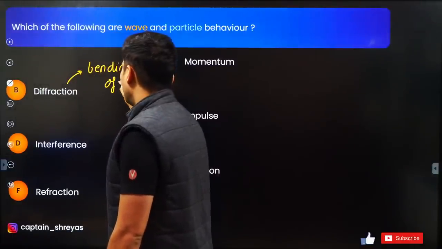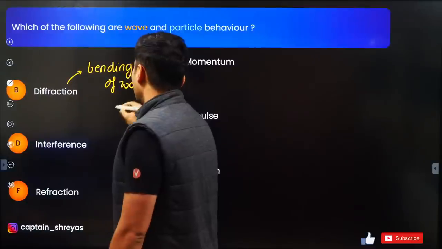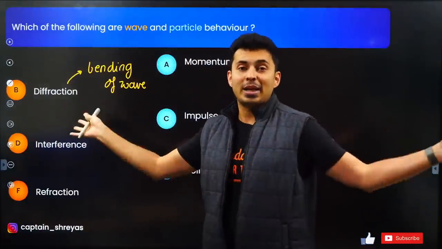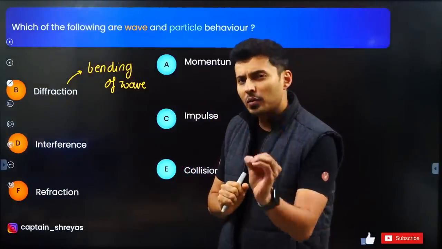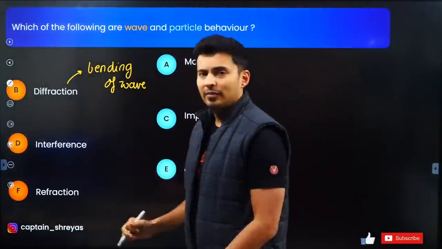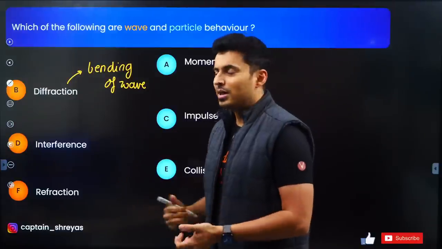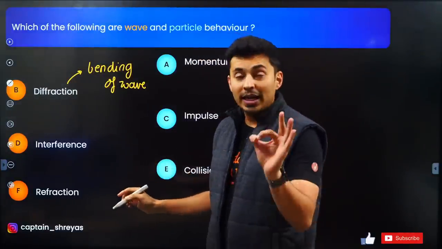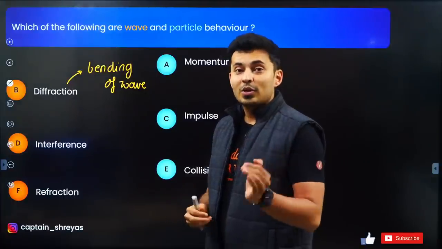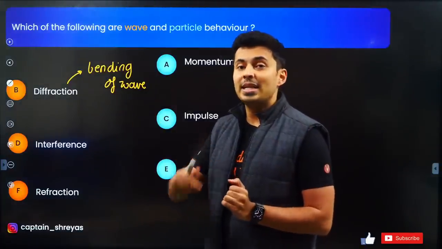Bending of a wave around a corner. The light spreads. It bends. That is called diffraction. It can only happen with waves. Interference, constructive and destructive, also only with waves. Refraction, again, is also bending of light, but not because of corners or anything, but when the medium changes.